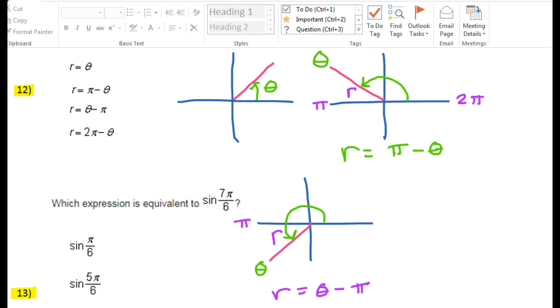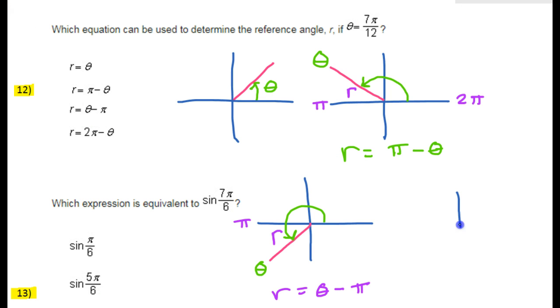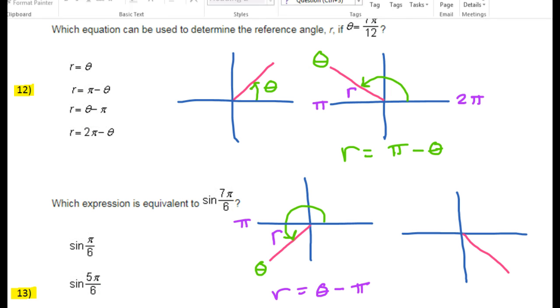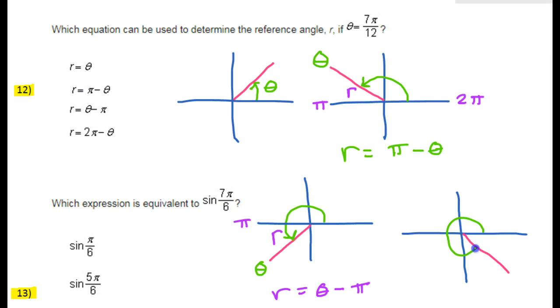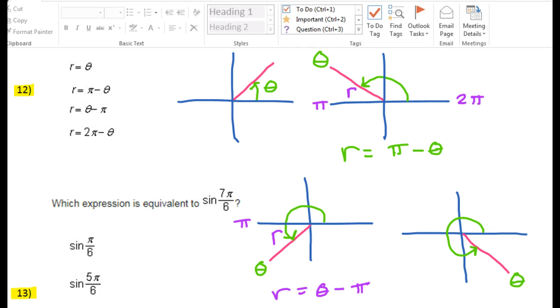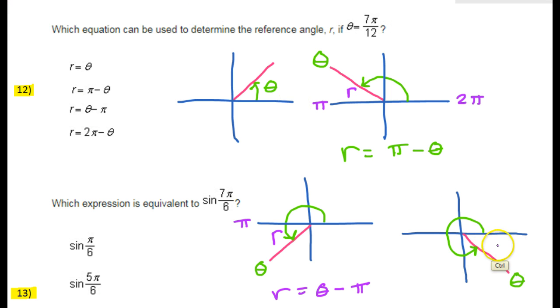Now, what about the fourth quadrant? Okay, so here comes an angle in the fourth quadrant. So the actual angle theta would look like this. And I'm going to go ahead and just mark the theta right on the terminal side to make this more obvious. Now the reference angle is always between the terminal side and the x-axis. So the reference angle R is right here.